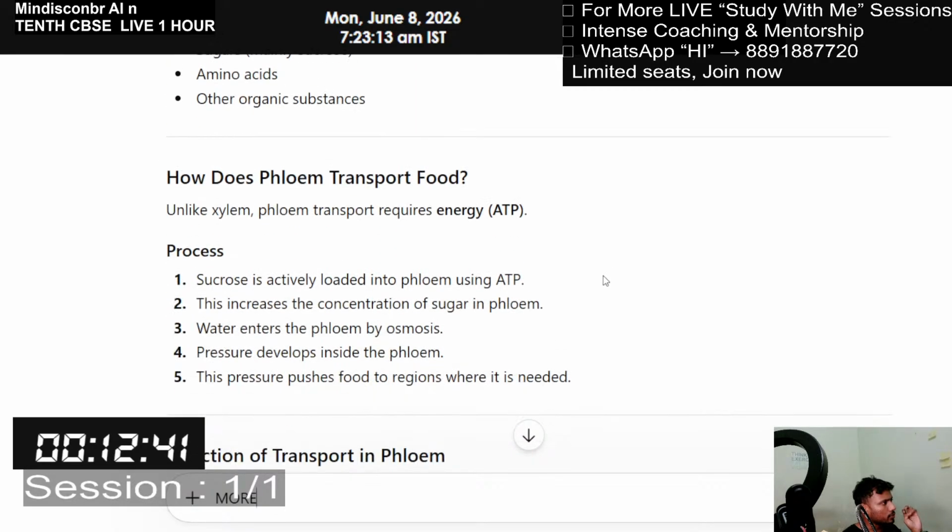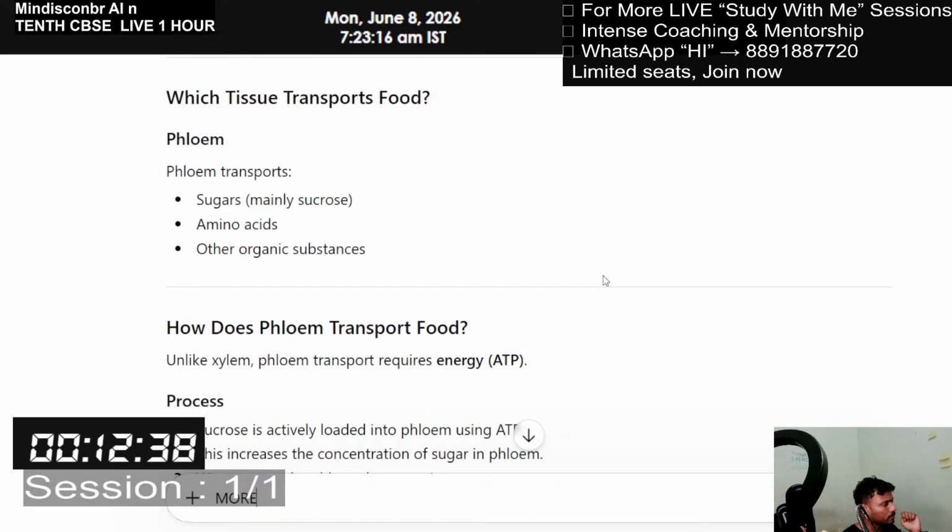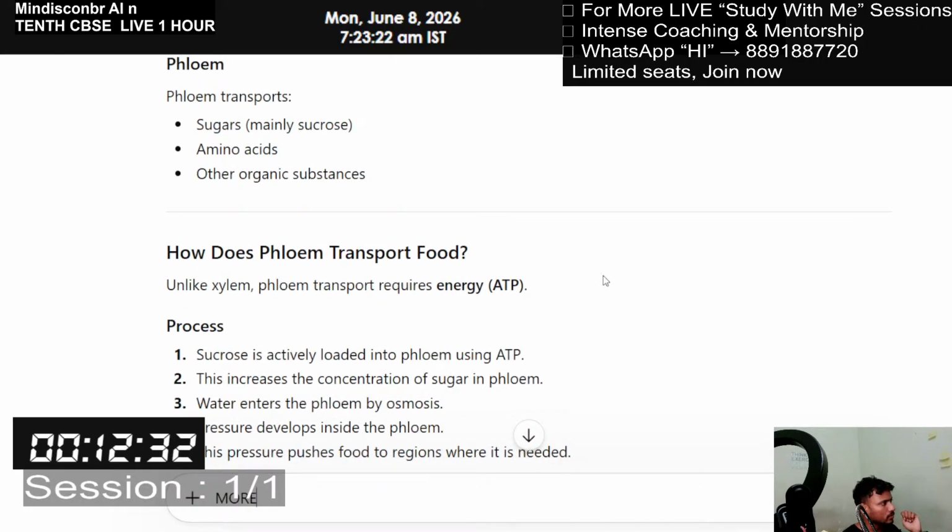Which tissue transports food? Phloem. Phloem transports sugars, mainly sucrose, amino acids, and other organic substances. How does phloem transport food? Unlike xylem, phloem transport requires energy, that is ATP.